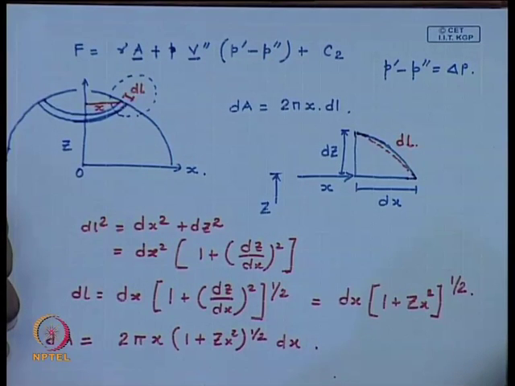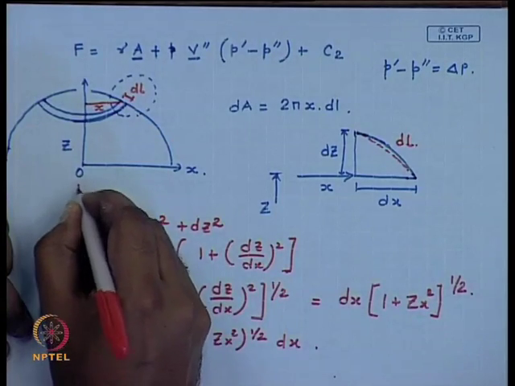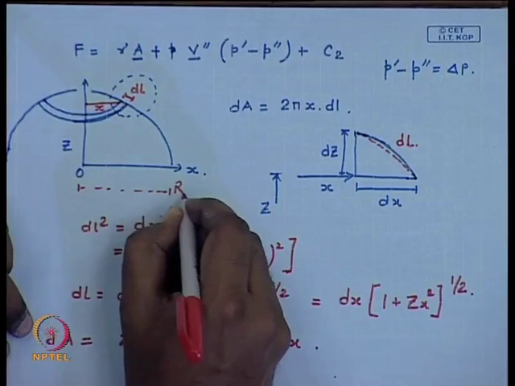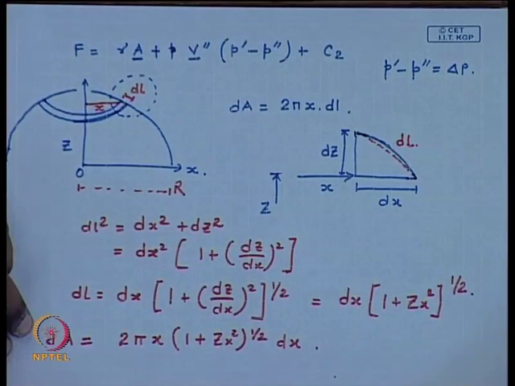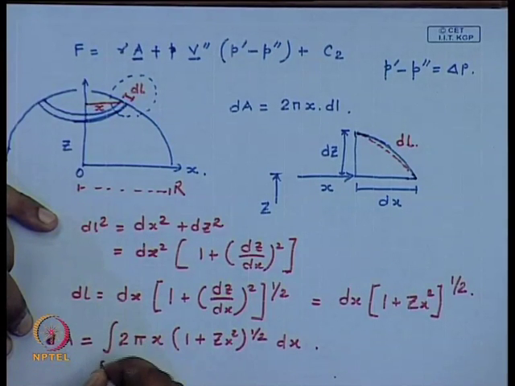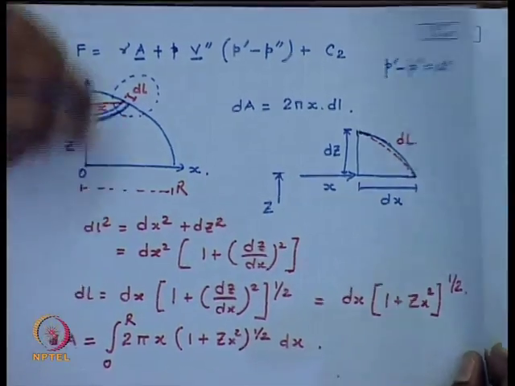Therefore, in order to find out the entire area, you need to perform an integral, but the limits of the integral will be the limits of x. So, if you perform an integral from 0 to r, let us say, you essentially get the entire area. Therefore, your area dA or A is an integral from 0 to r over this particular expression. Okay. So, this is one of the important expressions we will be needing.